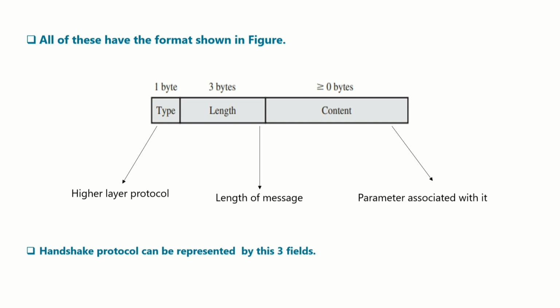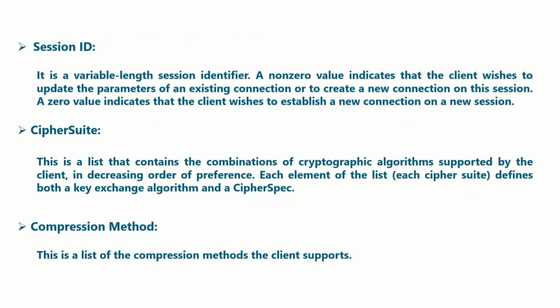Before going to the working of handshake protocol, let us see some terms associated with it. The first one is session ID. It is a variable length session identifier. A non-zero value indicates that the client wishes to update the parameters of an existing connection or to create a new connection on the session. A zero value indicates that the client wishes to establish a new connection on a new session.